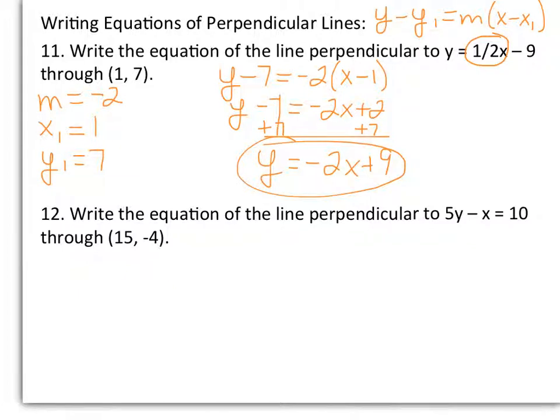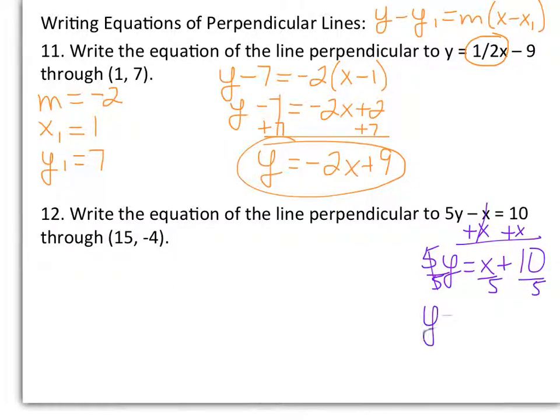And finally, number 12, we want to write the equation of the line perpendicular to 5y minus x equals 10 and through the point 15, negative 4. So first, let's solve for y in our equation. So let's add x and divide everything by 5. And I'm going to write x over 5. That's the same as 1/5 x. And then 10 divided by 5 is 2.